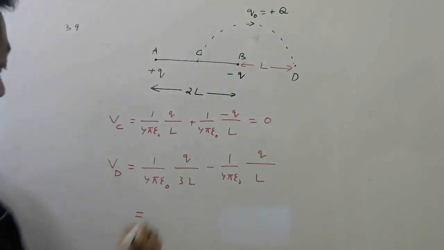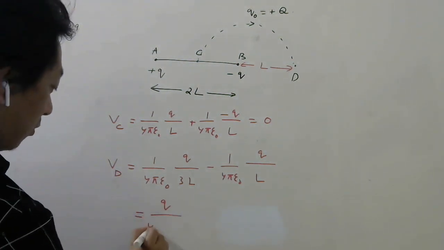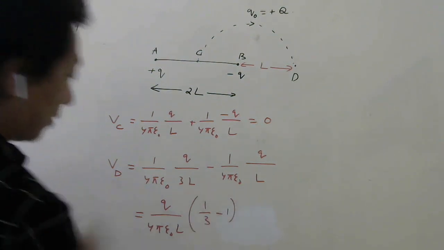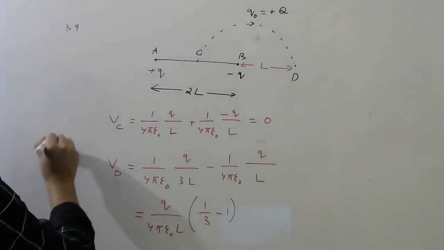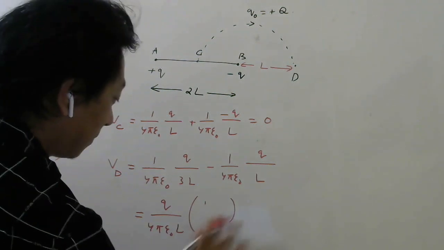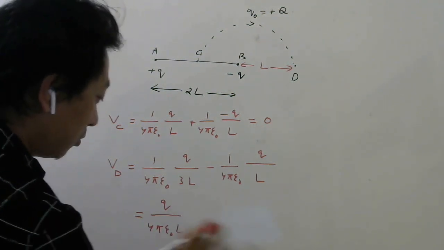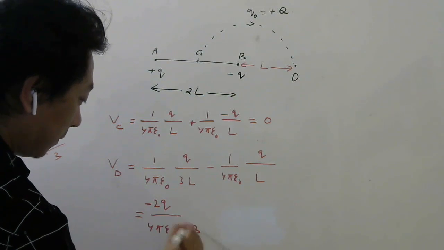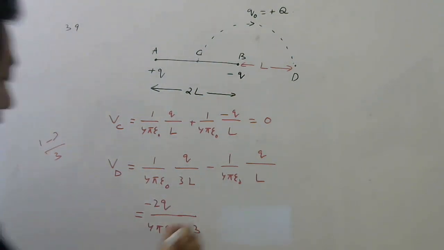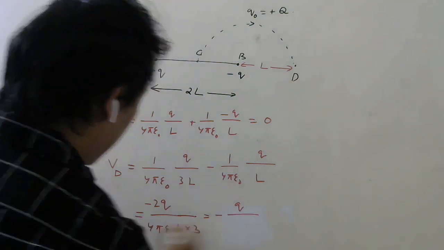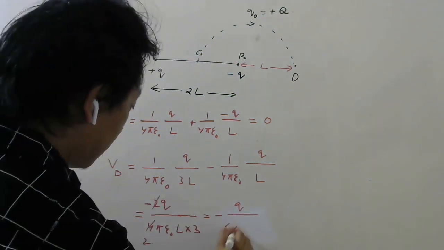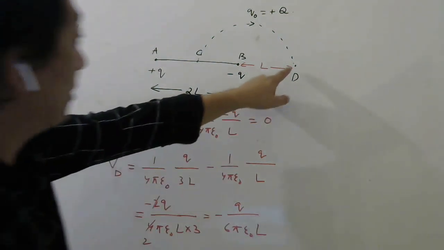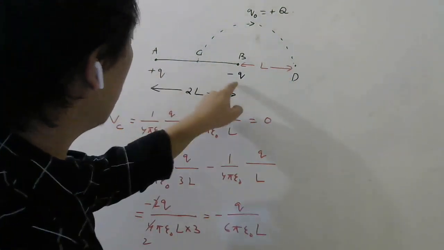If I take Q by 4 pi epsilon naught L common, I will get 1 by 3 minus 1. 1 by 3 minus 1 will be 1 minus 3 by 3, which is minus 2 by 3. So the whole thing will be minus 2 by 3. Please try to solve this yourself. Minus Q, I can write, the 2 and 2 make 4, so 6 pi epsilon naught L. So this is the potential at this point D due to the two source charges.